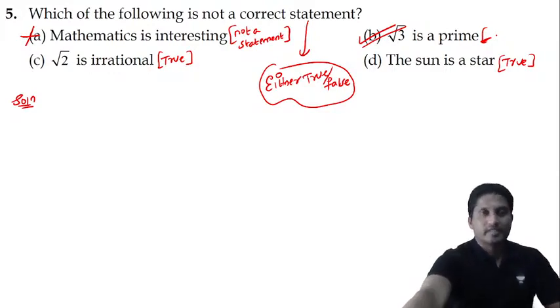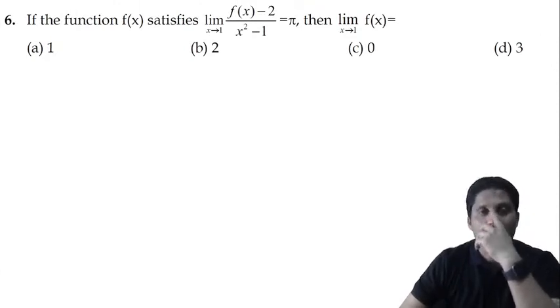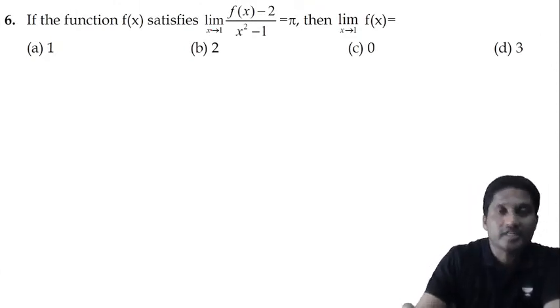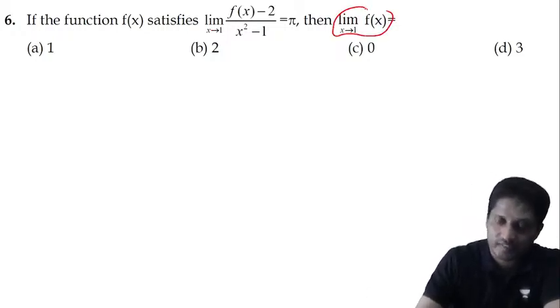Right. Let's move to the next question. The function f of x satisfies the limit as x tends to 1 of (f of x minus 2) by (x square minus 1) equal to pi. What should be the value of this function?